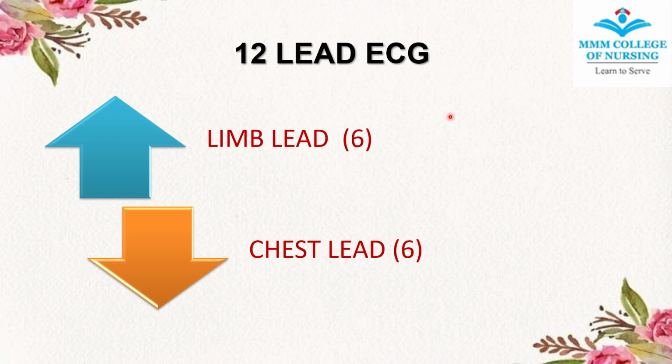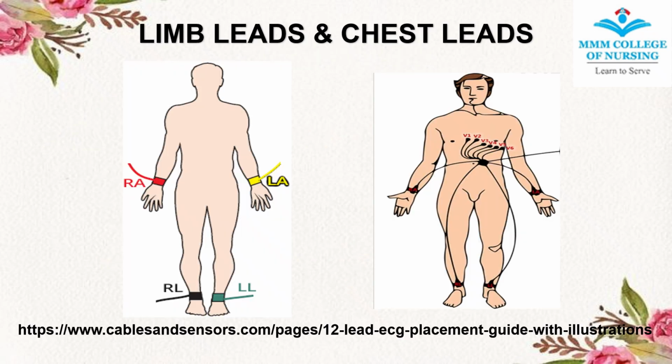The usual way of recording the ECG includes the standard 12 ECG leads. These 12 ECG leads are subdivided into limb leads and chest leads. We have 6 limb leads, which are otherwise called extremity leads, and chest leads, which are otherwise called precordial leads. To record these 12 leads, 10 electrodes will be placed over the body surface. Each lead has its own landmark, which we will discuss in the upcoming slides.